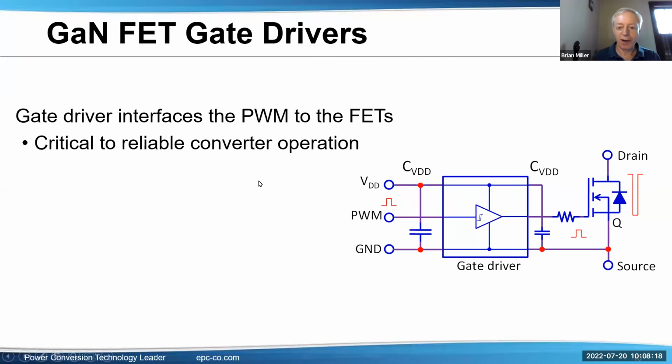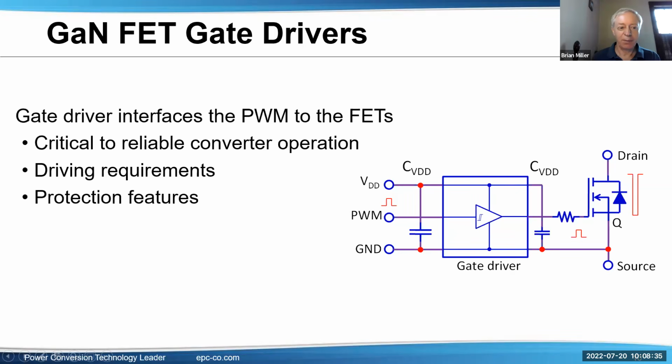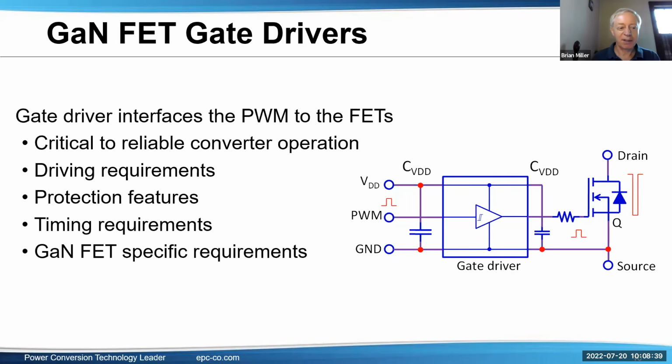This is the typical gate driver here with a PWM signal, the VDD, which is typically 5 volts, and a resistor. That's typically all that's needed, just a resistor between the gate driver and the gate of the GaN FET. We'll go through driving requirements, protection features, timing requirements, GaN-specific requirements, all these to optimize the operation of the switching.